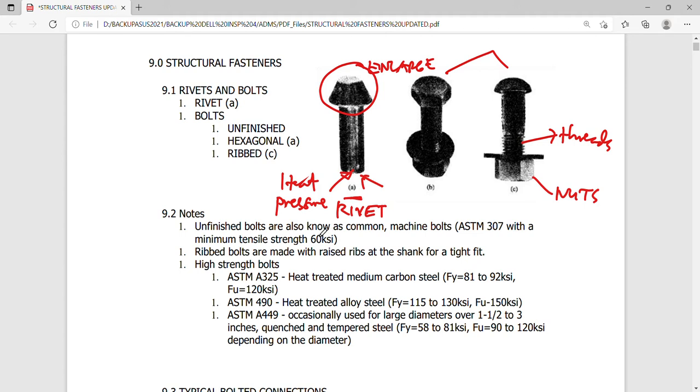So for the unfinished bolts, the term unfinished simply refers to the common bolts we can see in all the structures, wherein they use basically a lower strength material on the basis of the ASTM standard. This is ASTM 307, with a minimum tensile strength falling within the range of 60 KSI. We also have the rib bolts, which are made of raised ribs along the shank. If this is the shank, there are some protrusions on the shank to allow a tight fitting connection as the bolt is driven inside the bolt hole.